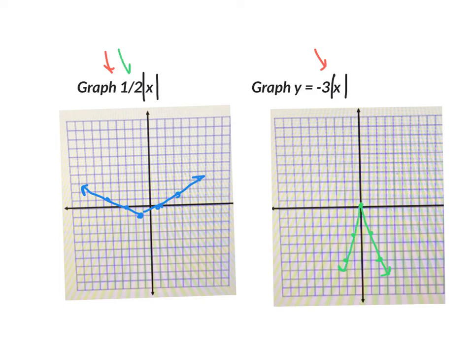If you have a fraction less than 1 in front, it shrinks it, which makes your graph much fatter. If you got a number bigger than 1, absolute value bigger than 1, in the front of your absolute value, it makes your graph much steeper or skinnier. And the negative, of course, reflects it across the x. It turns it upside down.